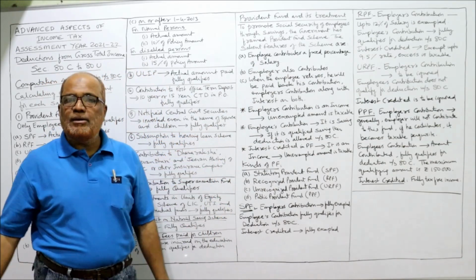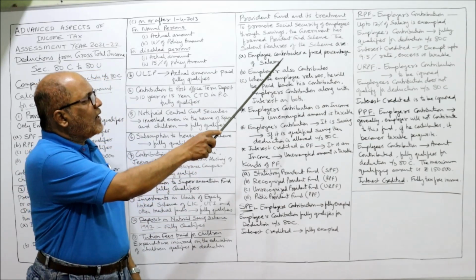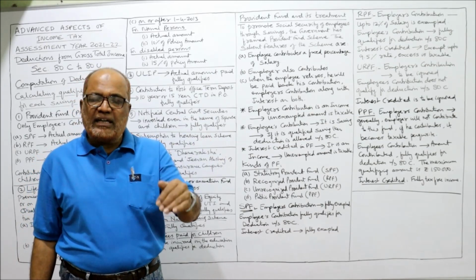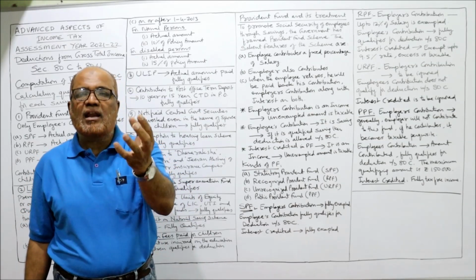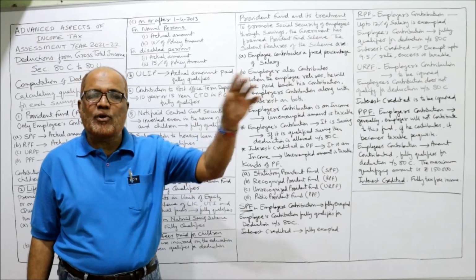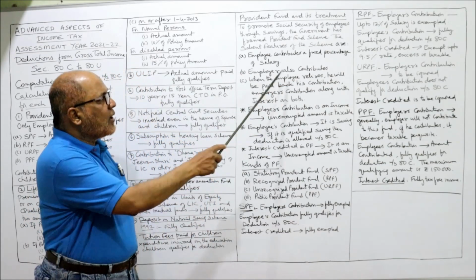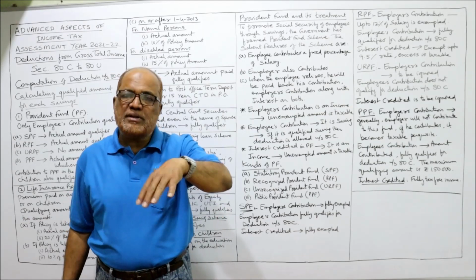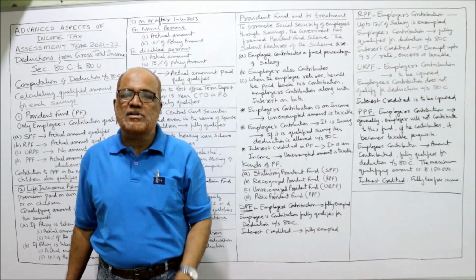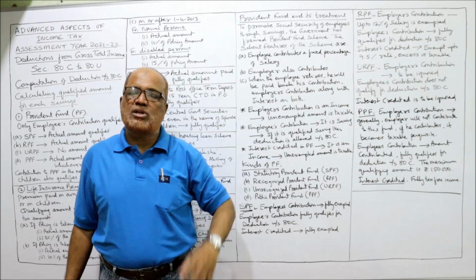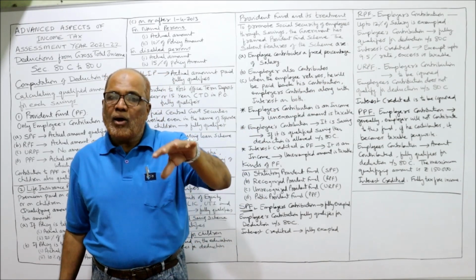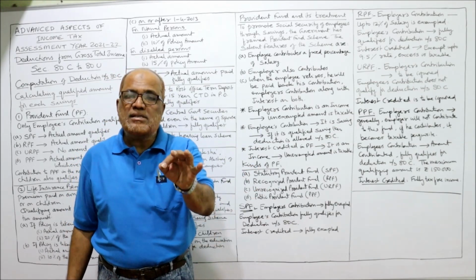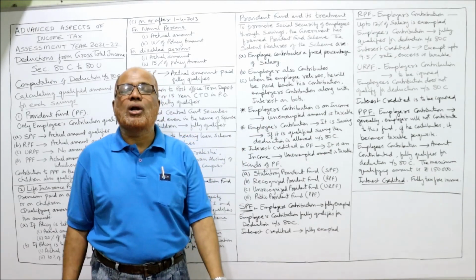The salient features of the scheme are, what are the features? First one, the employee contributes a fixed percentage of salary. Every month at the time of getting the salary, a certain percentage of salary will be deducted and that amount is deposited in the PF scheme. The employer also contributes. The employer will contribute the same percentage or a higher or lower percentage. For example, the employee contributes 10% of salary. The employer may also contribute either 10% or less than 10% or more than 10%. But compulsorily, the employer also has to contribute.